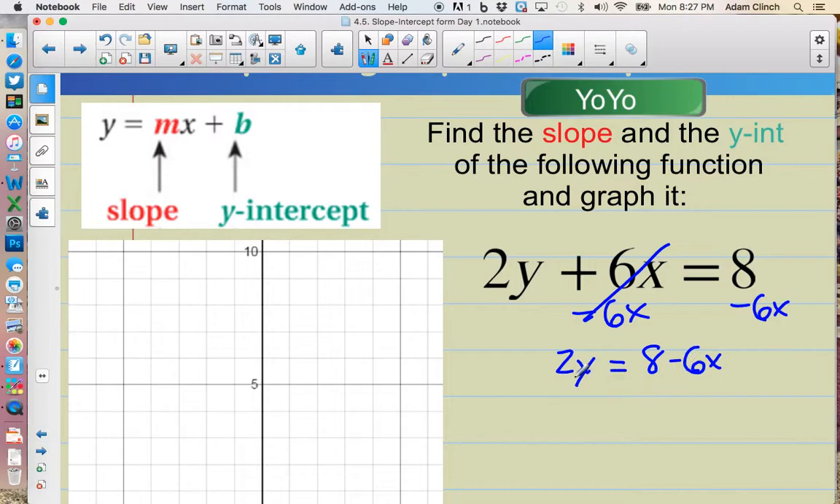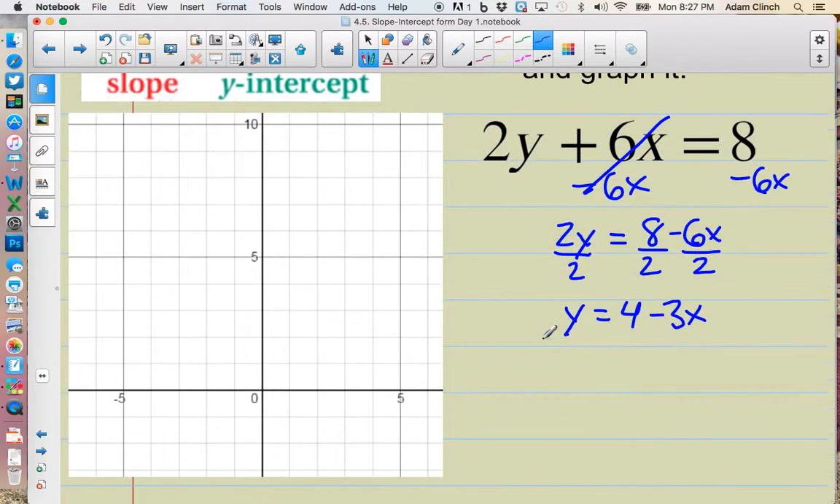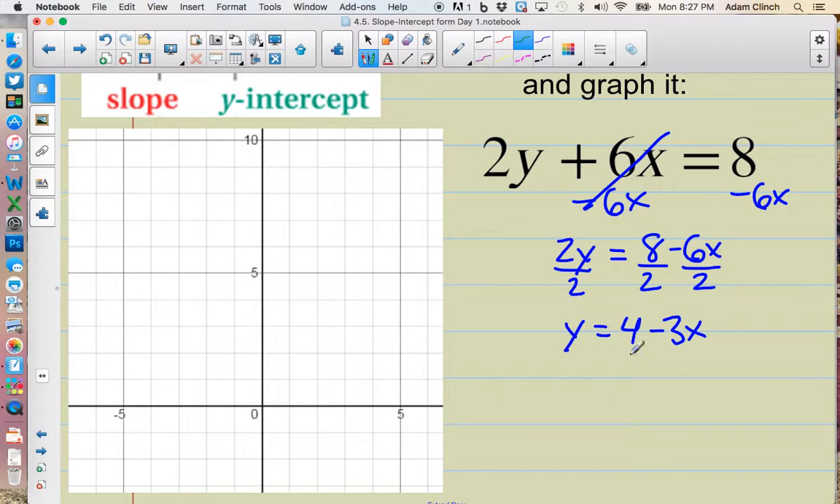Now what do I do? I solve. I divide by 2 on the left, divide everything on the right by 2. Divide by 2, divide by 2. I then get y is equal to 8 divided by 2 is 4. And negative 6x's divided by 2 is going to give me minus 3x's. Now I can read off what the y-intercept and the slope are. The y-intercept is a number all by itself. So where does this story start? It starts at 4. So I get y is 4.